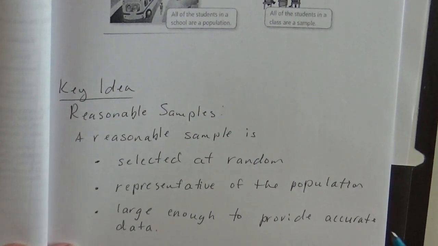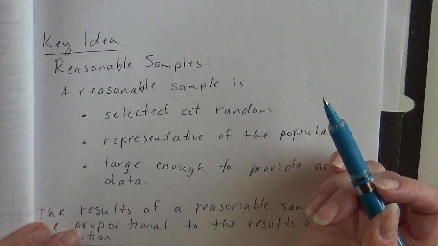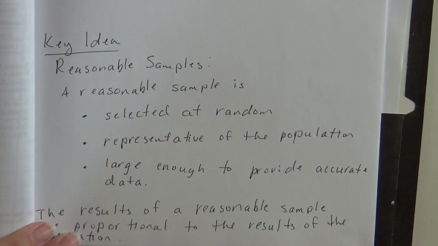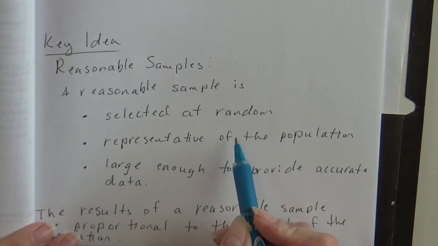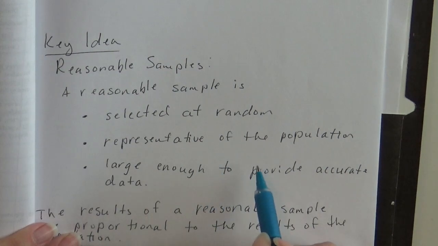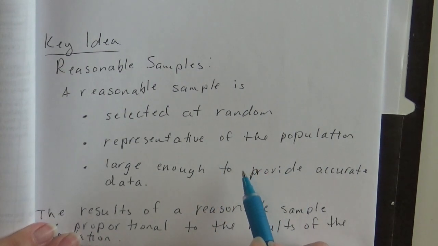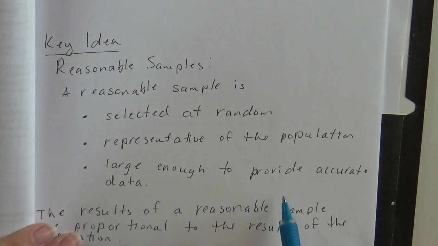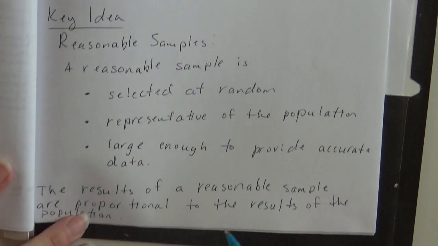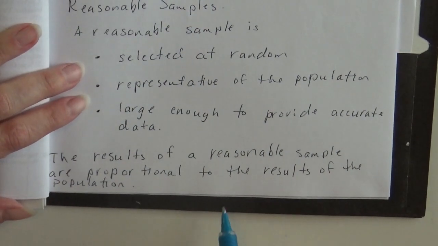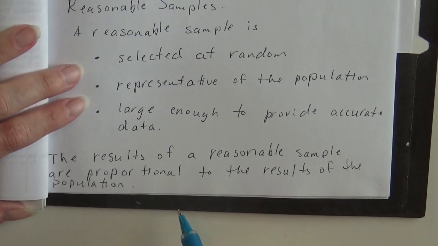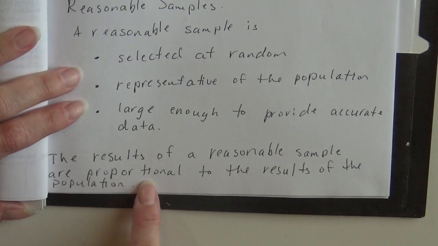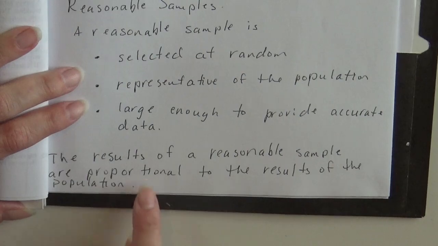Alright, we've got the key idea here. Read it together. What makes up a reasonable sample? A reasonable sample is selected at random, representative of the population. Okay, so that means it was chosen from the population. Is large enough to provide accurate data. The results of a reasonable sample are proportional to the results of the population. Okay, so notice the word proportional. That means that you can solve a lot of these problems by setting up a proportion where you do the part over the whole.